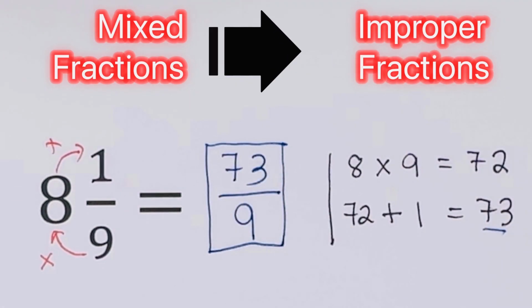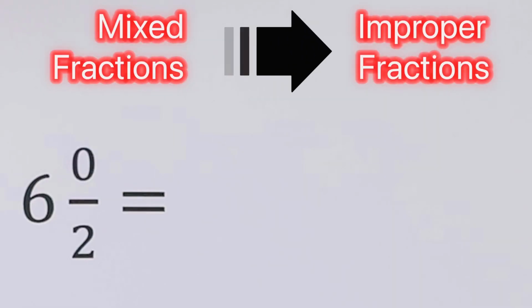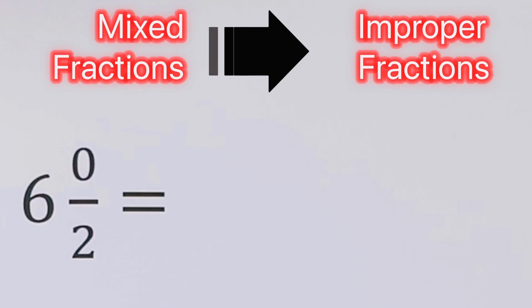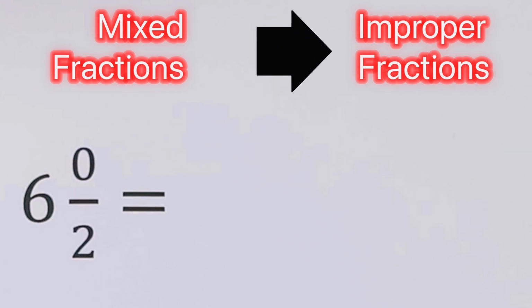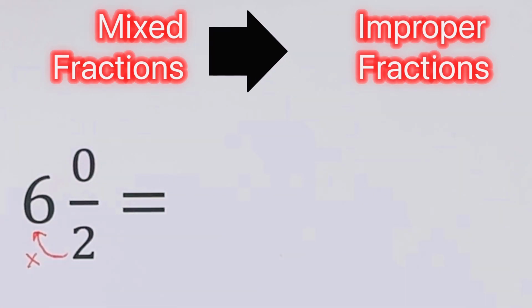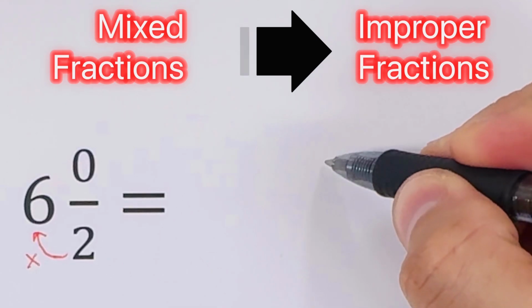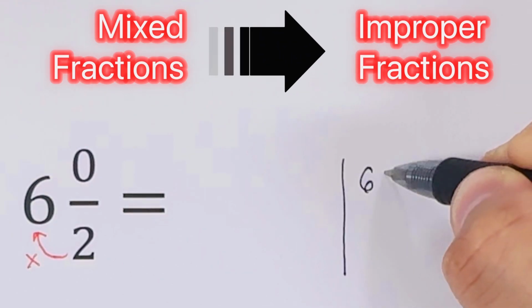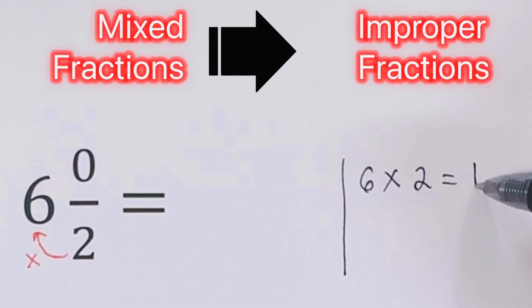Now let's have another example. In this example, we are given 6 and 0 over 2. Again, it's the same step. We multiply the denominator and the whole number here. So that would be 6 times 2 or 2 times 6. It doesn't matter. So the product for that would be 6 times 2 is 12.